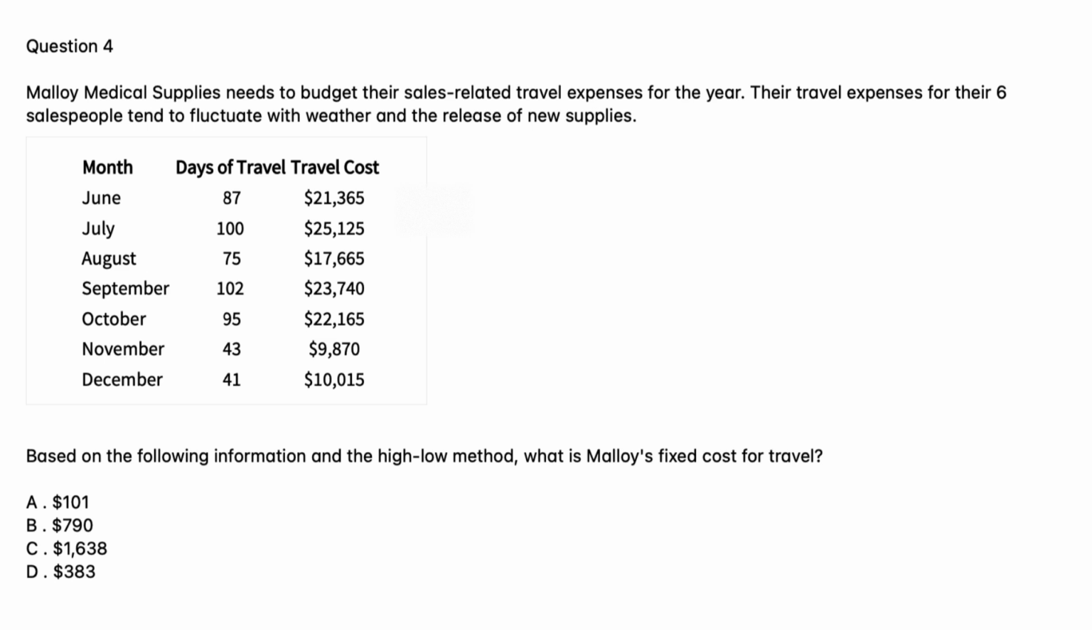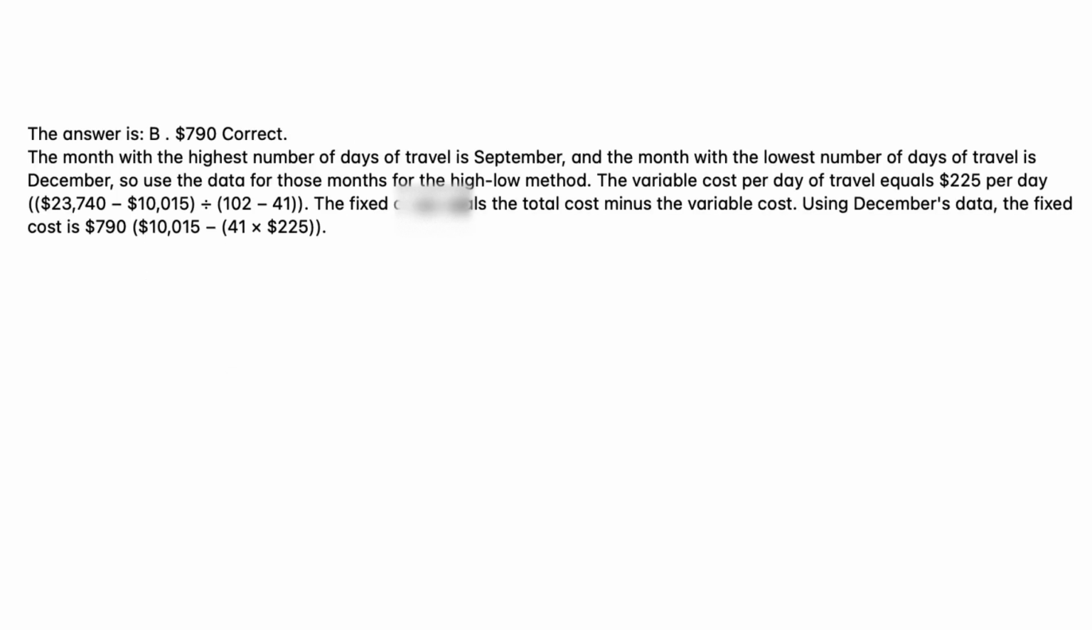Question 4. Malloy Medical Supplies needs to budget their sales-related travel expenses for the year. Their travel expenses for their 6 salespeople tend to fluctuate with weather and the release of new supplies. Based on the following information and the high-low method, what is Malloy's fixed cost for travel? A. $101. B. $790. C. $1,638. D. $383. The answer is B.